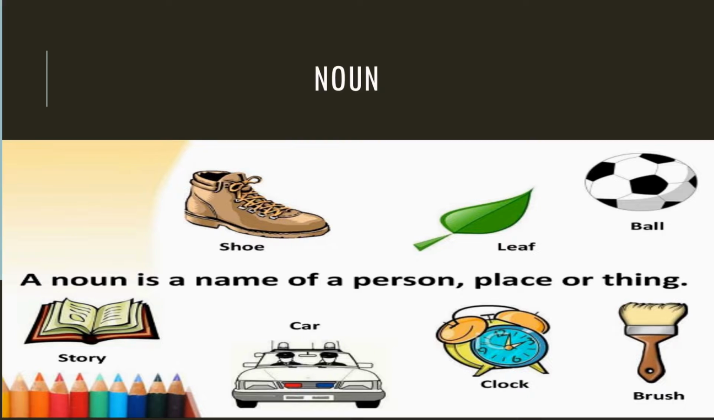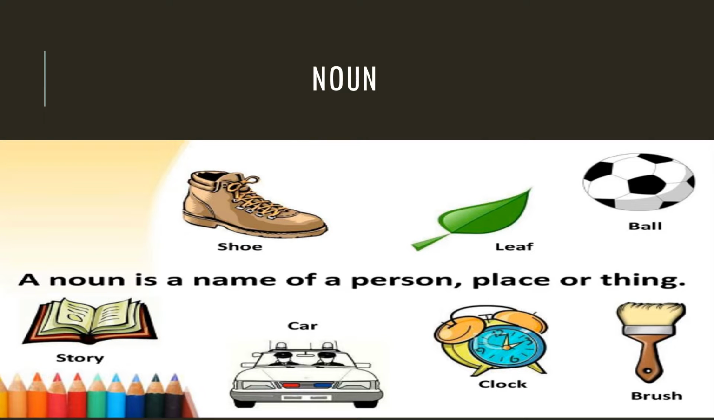So singular and plural is something that is connected largely with the noun. First, to know what is a noun. A noun is a naming word. It is a name of a person, place or thing. For example, like shoe, leaf, ball, car, clock, brush, story. Yes, these are some of the nouns.